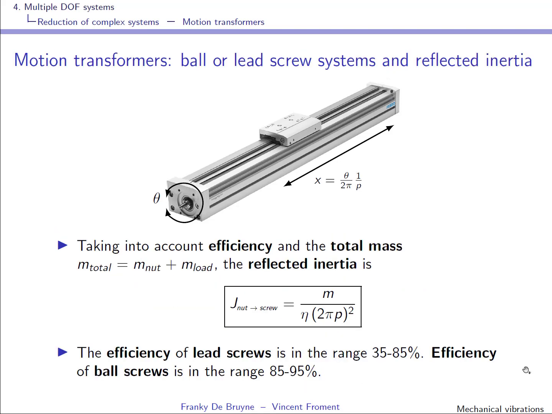Okay, so you can see that this is an equivalent moment of inertia brought back to the input shaft. So again, we have to take into account the efficiency, and we write the total mass as mass of the nut plus the load that is attached to it, and then we obtain the reflected inertia. This is what we had obtained in the previous slide, but we have divided by the efficiency, and for your information here I have given you the efficiencies for a lead screw and a ball screw.